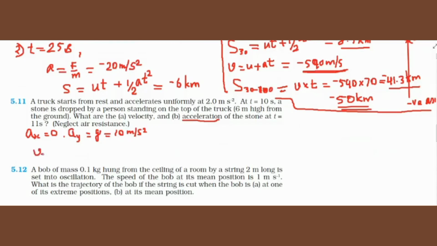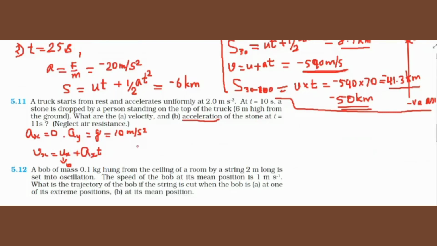Vx is equal to horizontal velocity, we can calculate. Vx is equal to ux plus axt. The question says that the truck starts from rest, so ux is equal to 0. And here, at the time of rolling of the stone, acceleration means the acceleration acquired by the truck, that is 2 meter per second square.